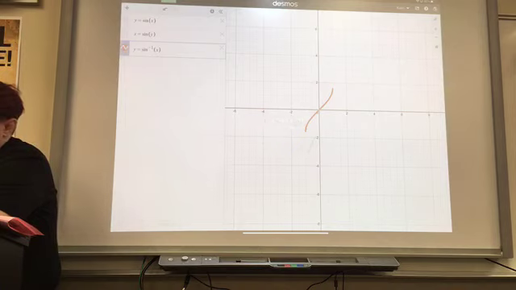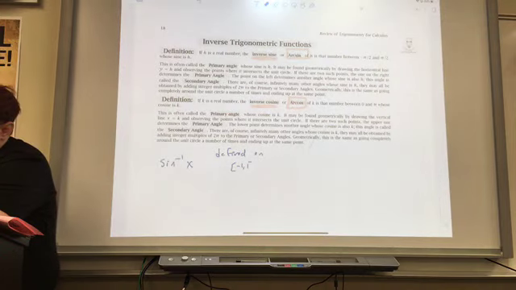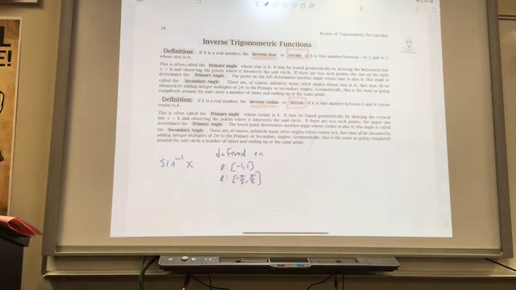Look at that point again. The x-coordinate is -1 to 1. So the domain is -1 to 1, and the range is -pi over 2 to pi over 2. But I have to restrict it like that. Does that part make sense?